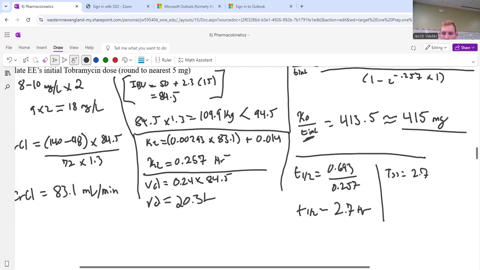Equals 2.7 times 4. So time to steady state equals 10.8 hours. Alright, so this means that you'll be at steady state after 10.8 hours of the first dose of the tobramycin. So that means that all of your peak and trough calculations will be around the second dose.